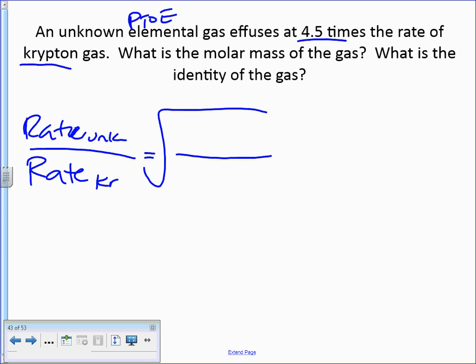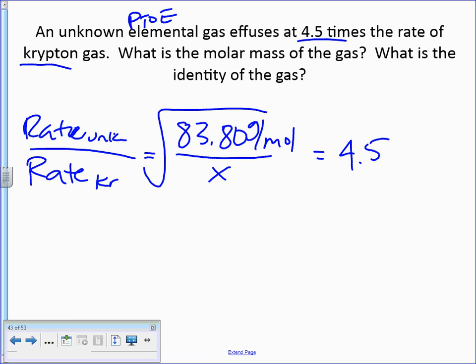What's krypton's mass? Periodic table. It's like 80 something? 83.8 grams per mole. Okay, so krypton's on top. What goes on the bottom? No, not quite. It's the molar mass of the unknown. Do we know it? No. So just put X. We're going to solve for X. But what Lizzie said, all of this equals, so the rate of unknown over rate of krypton equals what? 4.5 times.